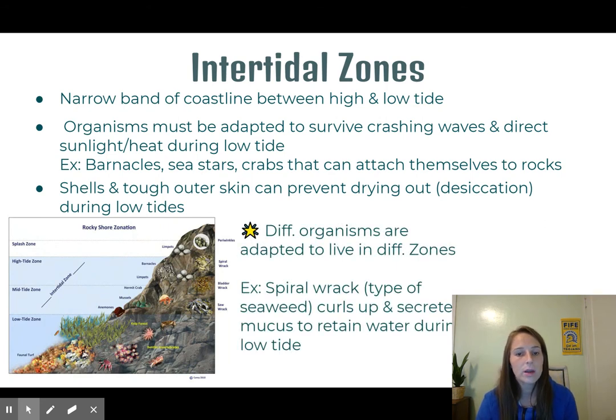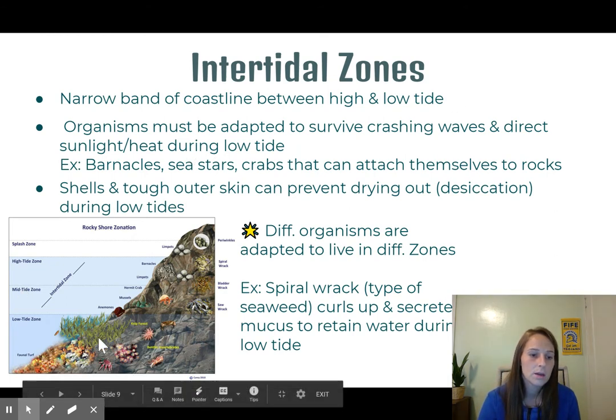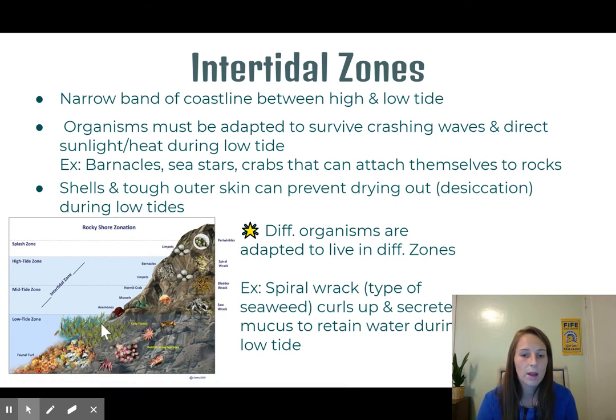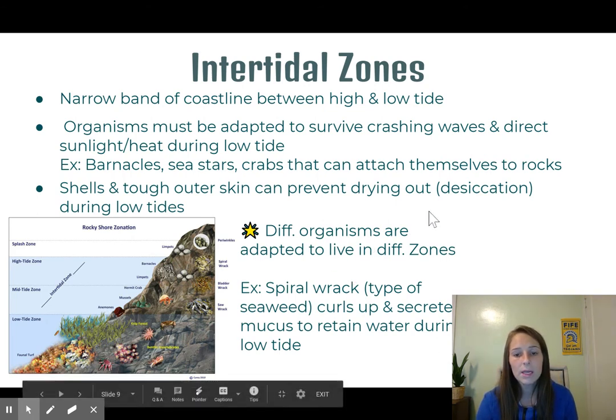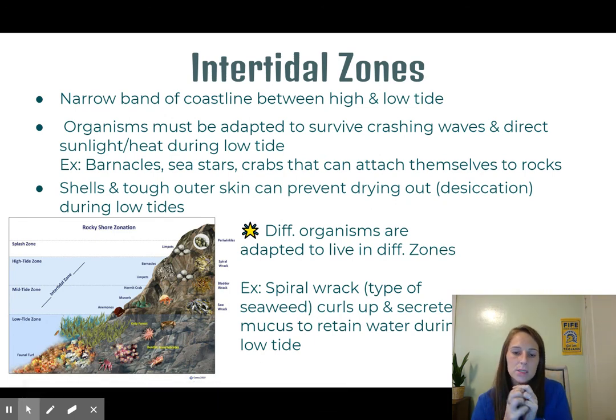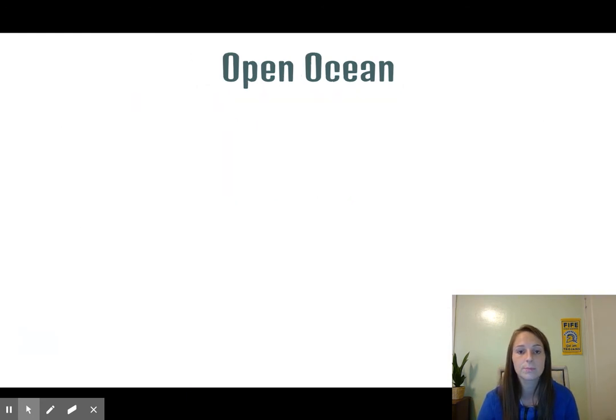And different organisms are going to be adapted to living in the different zones. So if you look at this low zone versus this high zone, they're going to be slightly different when it comes to some of their adaptations. So an example of this would be spiral wrack, which is a type of seaweed. And they have the ability to curl up and secrete a mucus to retain water during low tide. So keep in mind, again, a theme of the organisms in these different areas is they have to have specific adaptations to live in these specific different biomes.